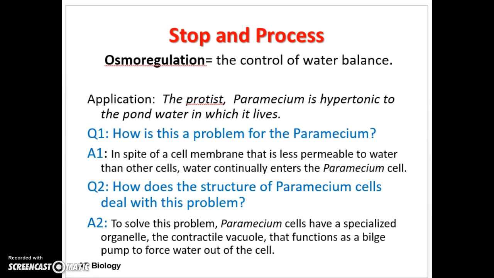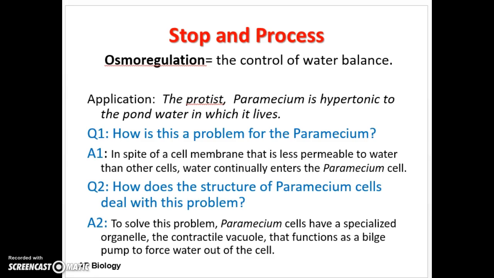So here are some questions for you, and actually the answers are there. But as you're starting to think about quizzes and tests, you need to know osmoregulation is the control of water's balance. So we are going to look at the protist, the paramecium. Basically a paramecium lives in a freshwater environment. So that means it has more solute within it than the environment it lives in. So that means water is going to flow into a paramecium on a constant basis. And so the paramecium is hypertonic. Its internal cell is hypertonic to the water that is outside.